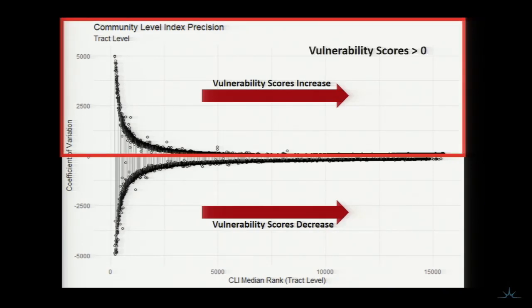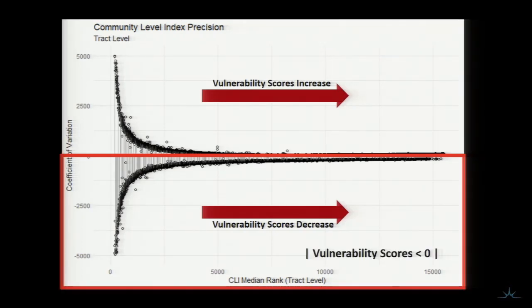Above the x-axis, you're looking at vulnerability scores greater than 0. So these are your high and very high vulnerability tracts. And below, you're looking at vulnerability scores less than 0. We took the absolute value of that so it would flip across the axis so you could compare them visually without having to look diagonally. But these are below the x-axis looking at decreasing vulnerability. So this is the precision of very low and low vulnerability tracts.